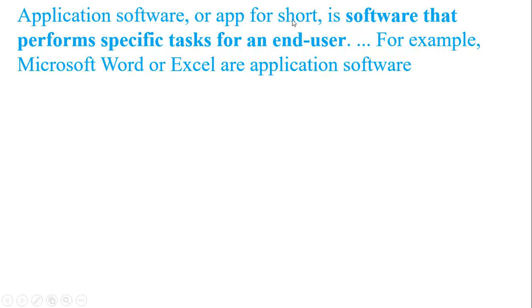First we will see what this application software is. Application software, or app for short, is software that performs specific tasks for an end user. For example, Microsoft Word or Excel are application software. I already told you that in your mobile, many applications or apps are there, like camera, calculator, Word file, and even Google Photos. Many apps are there in your phone.